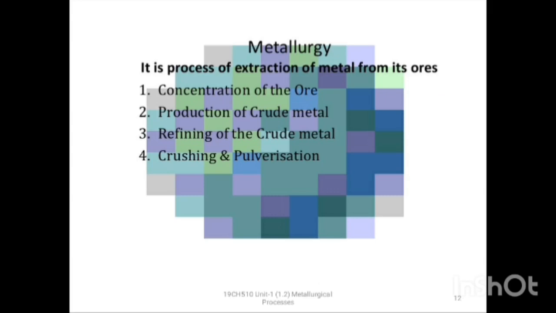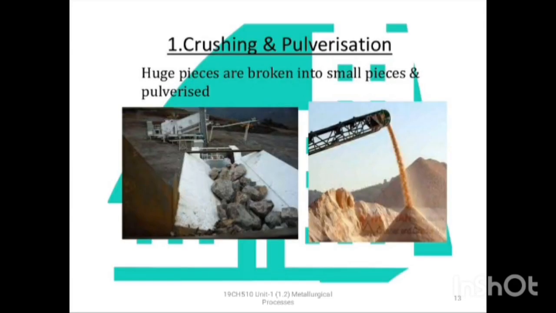Metallurgical processes. So in the previous slides I have told 3 main processes. One is ore concentration, and from the concentrated ore we can extract the metal, and refining the impure metal into a pure form. In addition to that, another step is crushing and pulverization, in which huge pieces of the minerals are broken into small pieces. So this process is called crushing and pulverization.